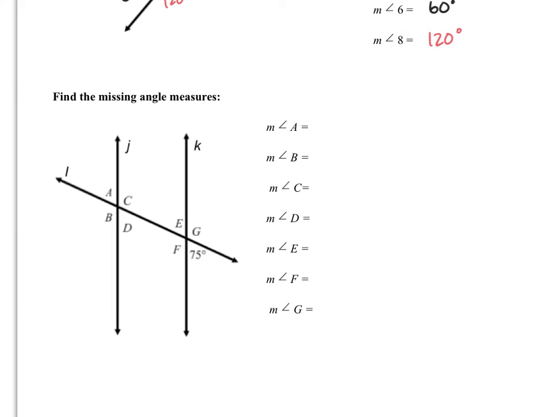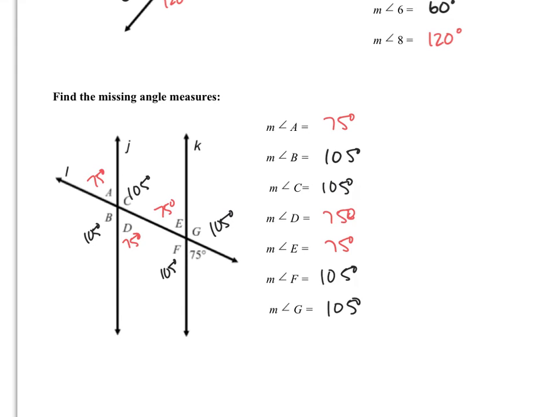You're going to try this one. You're being given that this angle right here is 75 degrees. Pause the video to fill in the missing angle measures. Press play when you're ready to check your answers. So in this case, since they told me that this angle was 75 degrees, that means E, D, and A are all also 75 degrees, and that B, C, F, and G are all 105 degrees because I need these to add up to 180.